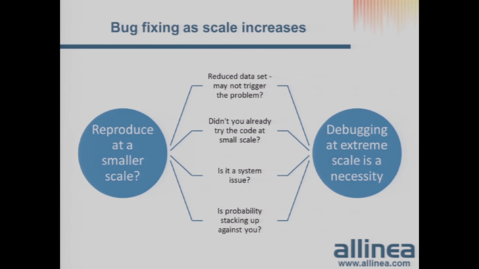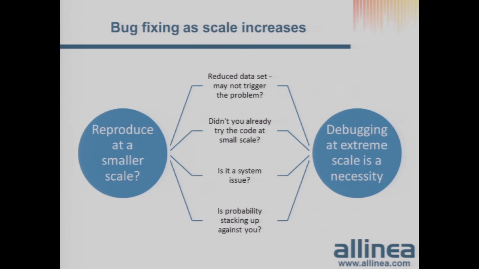So what people tend to do is to reproduce the bug at a smaller scale, or that's the first instinct. So you try and shrink down from running on, say, 100,000 cores to having the bug just exhibit itself on 10 cores or 100 cores, something you can manage. So that's okay in theory, but in practice, it doesn't always work like that.